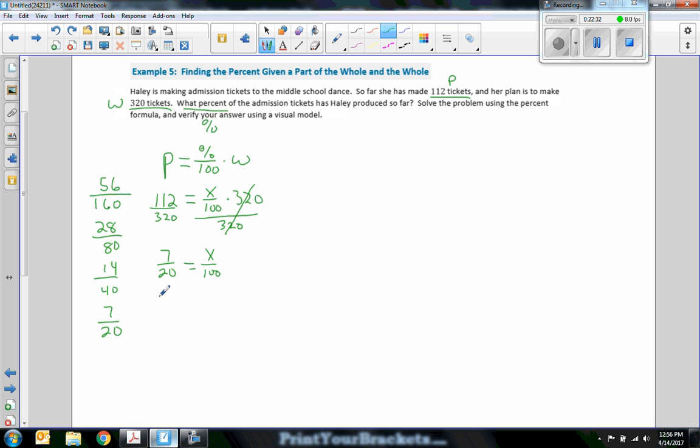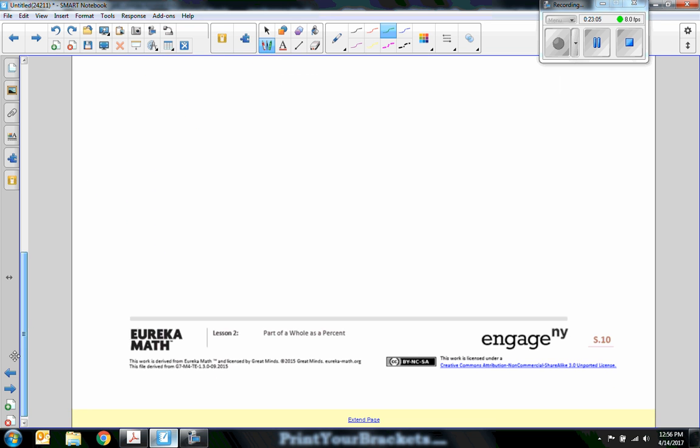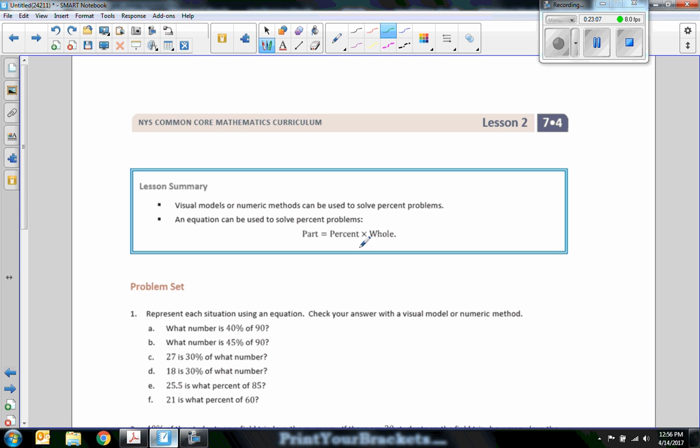So now when I cross multiply, I get 20x equals 7 times 100, which is 700. Divide by 20, divide by 20, 20's cancel, x equals 70 divided by 2, or 35. And answer the question correctly. What percent? 35% of the tickets have been produced. Okay? I'm not going to do the visuals in the video. That is the end of lesson 2. Go to your problem set.